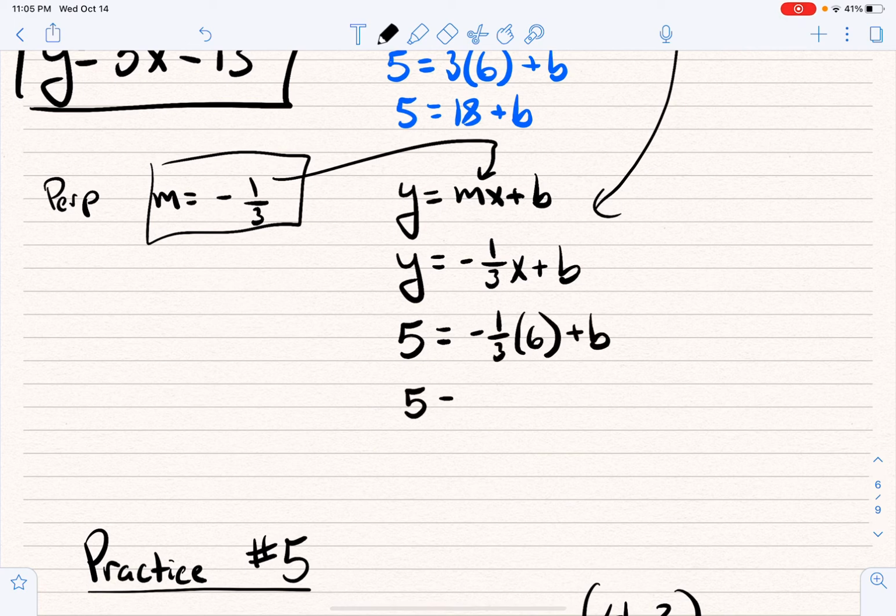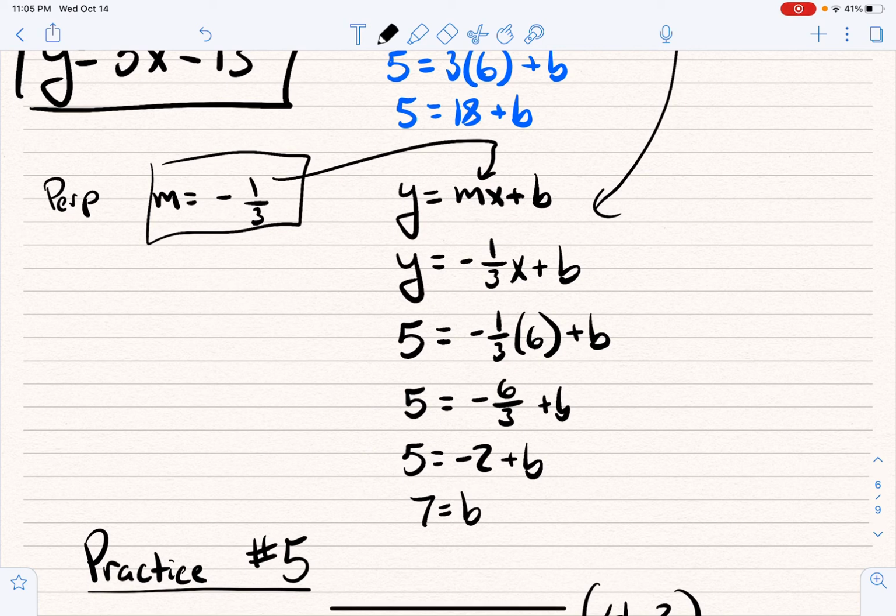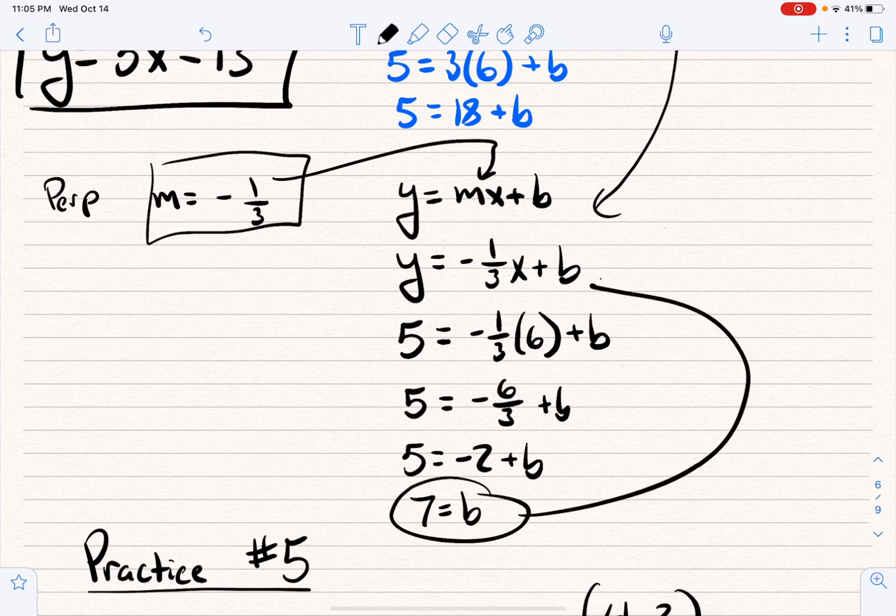So that would be 5 equals negative 1/3 times 6 would be negative 6/3 plus b. Negative 6/3 is the same thing as negative 2. So then add 2 to both sides, and you'd have 7 is what b must be. And I can take that and plug it back in for my b value. So then my equation would be y equals negative 1/3 x plus 7.